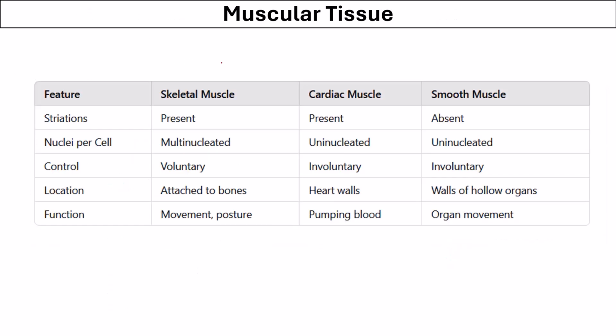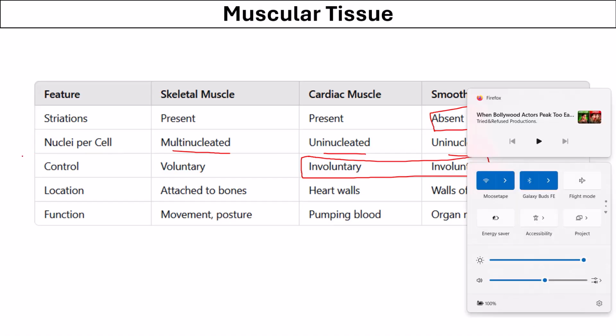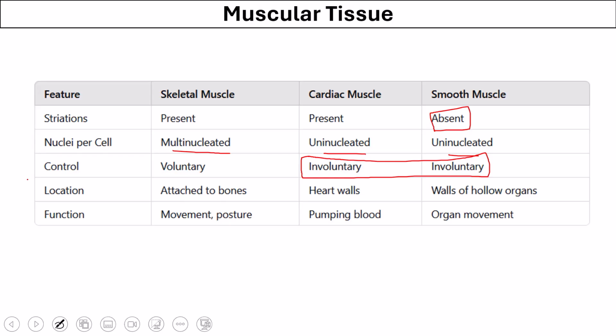So comparing these three types of muscle tissues, the striations are not present in smooth muscle. That's why they appear smooth. The skeletal muscle is multinucleated, whereas the cardiac muscle and smooth muscle are uninucleated. Out of these three muscles, the cardiac muscle and smooth muscles are involuntary. You don't move them or contract them at your own will, but the skeletal muscles are the one that you can move at your own will.